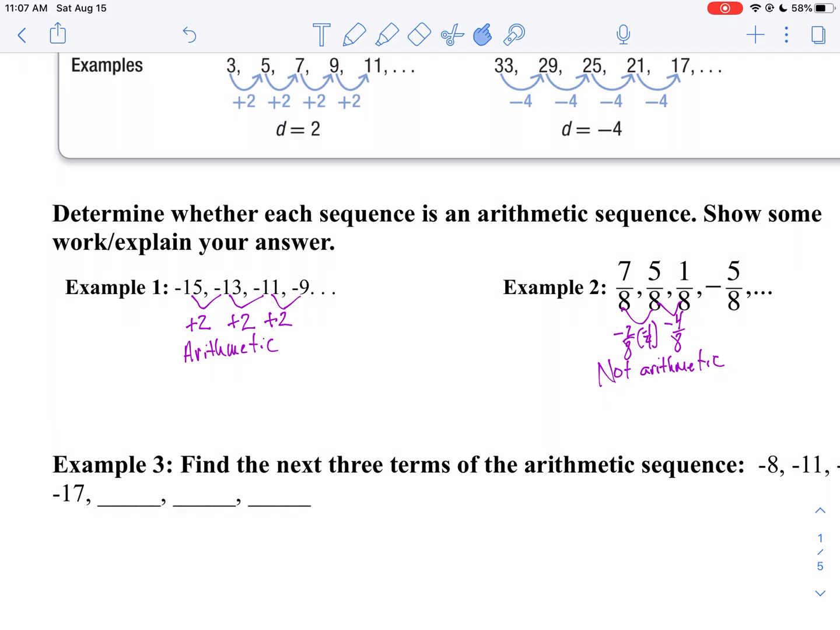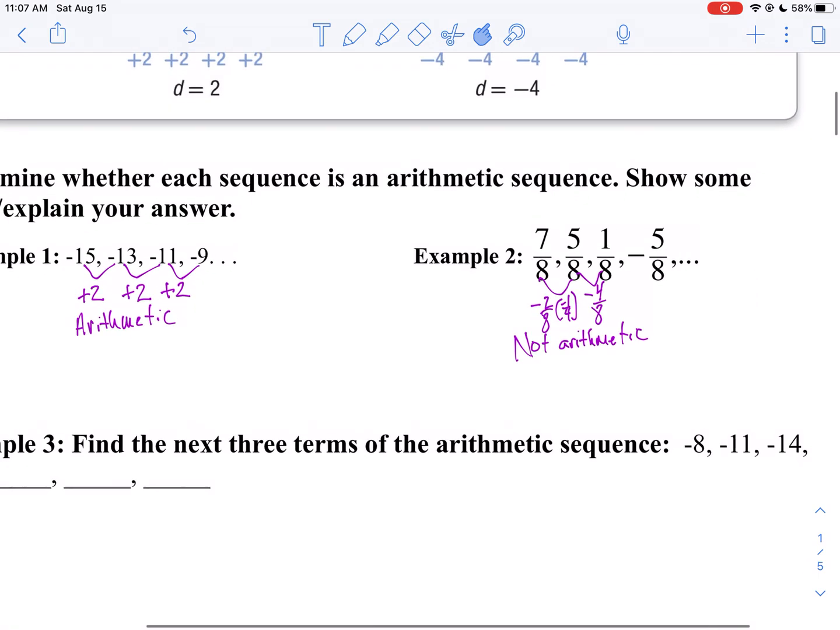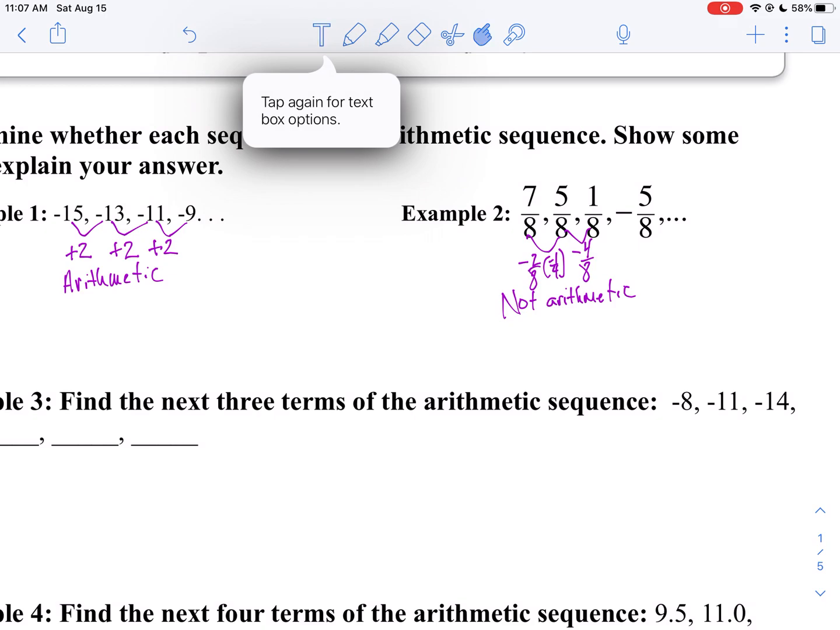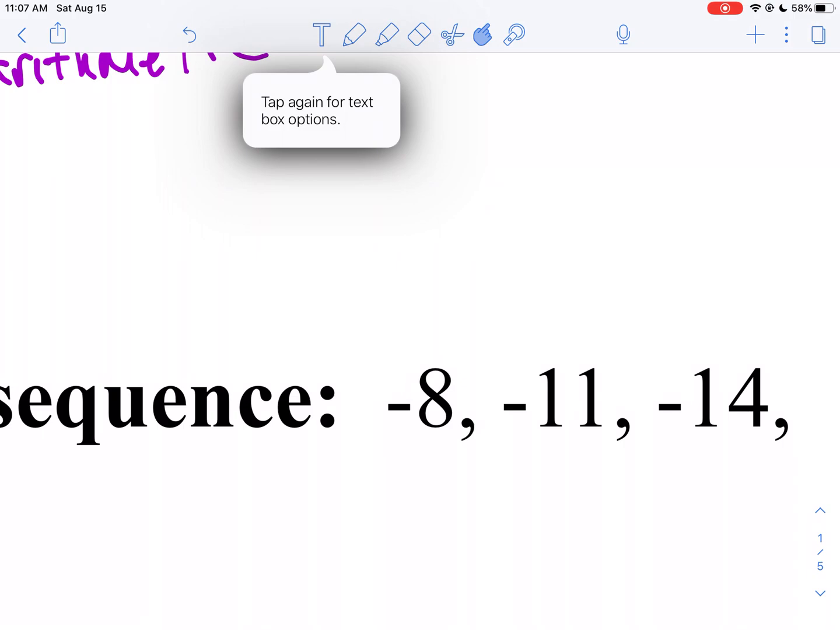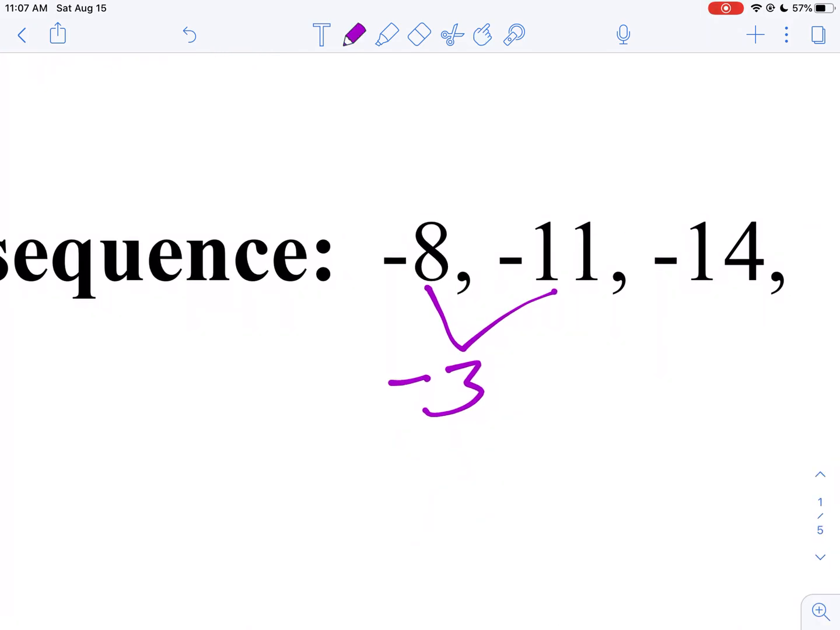Okay, now let's take a look at example 3. I want to find the next 3 terms of the sequence. And I'm told it's arithmetic, so I can pick any two numbers, and I'm going to look at that common difference. So the common difference between negative 8 and negative 11 appears we're going down 3, aren't we? The way you can get that, by the way, without counting, is if you just take the second term and you subtract the first term.